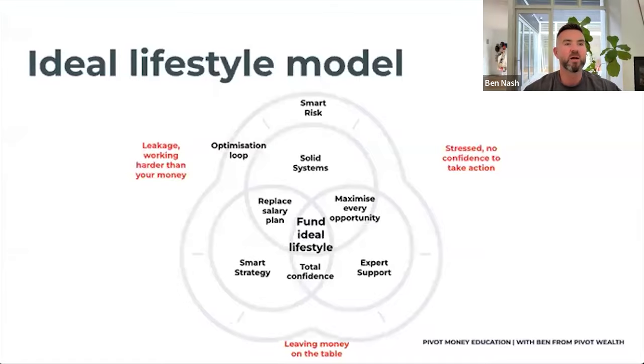The next one is smart risk, and smart risk is everything with money has risk attached to it. Buying shares has risk attached to it. Using a trust has risk attached to it. Buying property has risk attached to it. Doing nothing has risk attached to it as well. And so with smart risk, you've figured out what the right risks are for you, and you've got as much of them as possible in your plan. That's probably a green rating in this one.